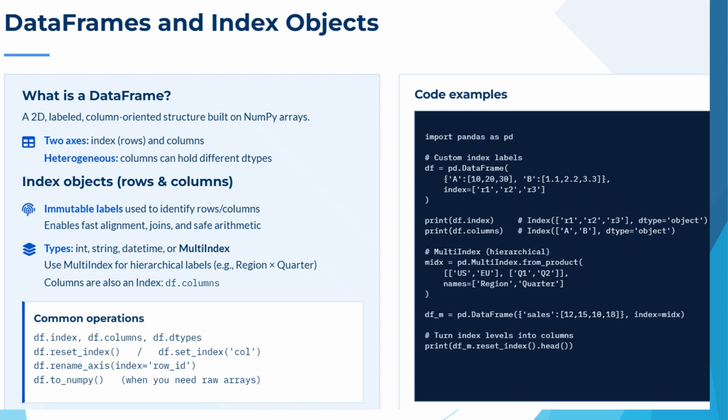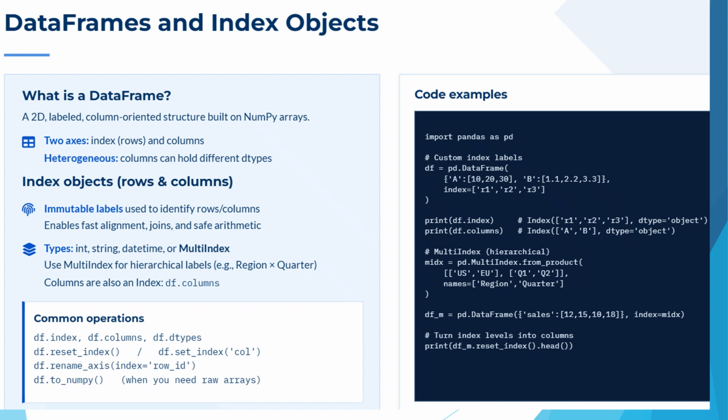It organizes data in a tabular format with rows and columns, where each column can represent a different variable or feature. One of the key characteristics of a data frame is that it has two axes: the row axis, known as the index, and the column axis, which contains the column labels.